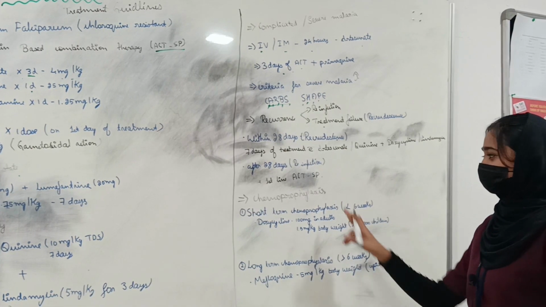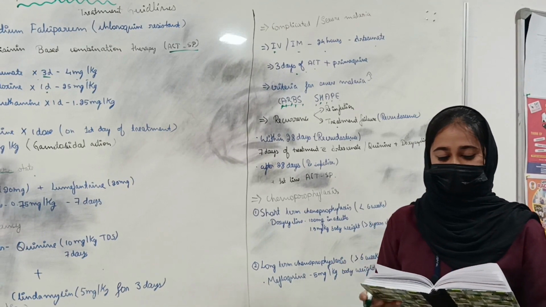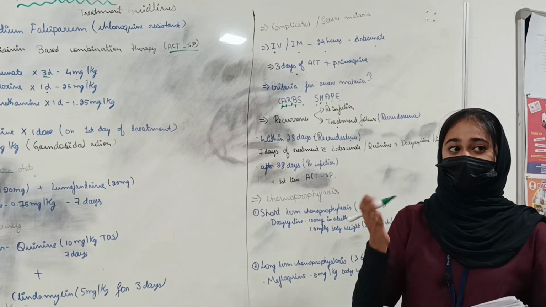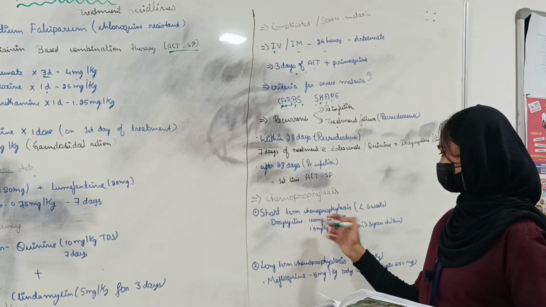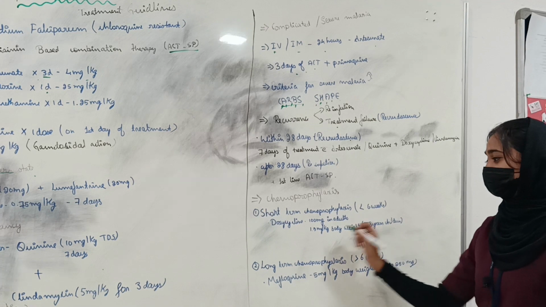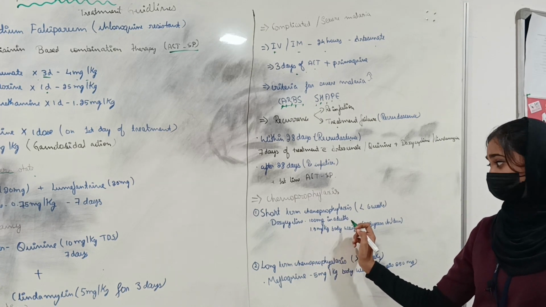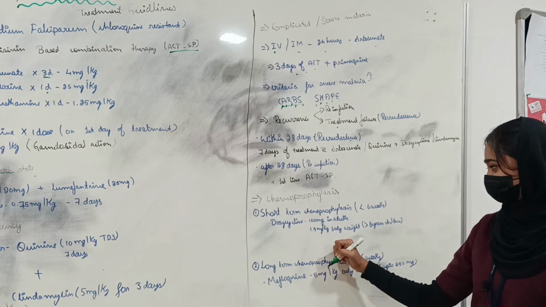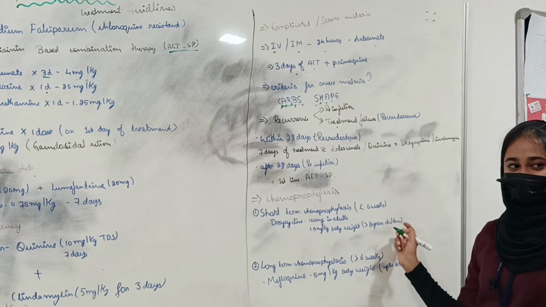Chemoprophylaxis is recommended for travelers, migrant laborers, and military persons who have been exposed to malaria. For short-term chemoprophylaxis, that is less than 6 weeks, you are using doxycycline 100 mg in adults and 1.5 mg per kg body weight in children greater than 8 years.